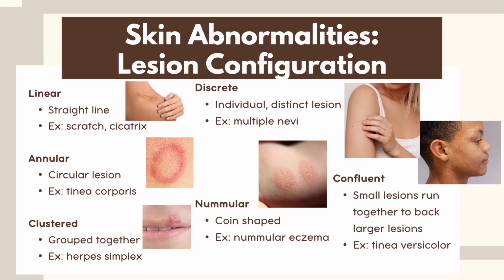Then you have cluster. That's going to be where they are grouped together. You'll see that commonly with herpes simplex. You may have discrete, where it's individual distinct lesions. And then you have nummular. That is going to be more coin-shaped, and that may be like eczema. And then you have confluent. So that is small lesions run together to become bigger, larger lesions. And so they're kind of all over in appearance, and that can be that Tinea versicolor.